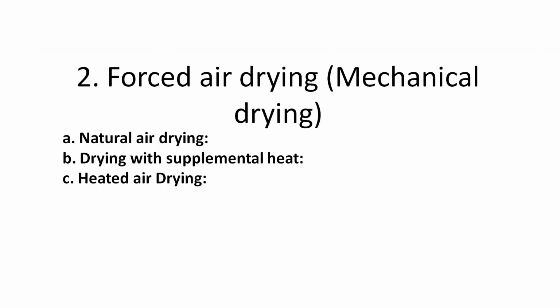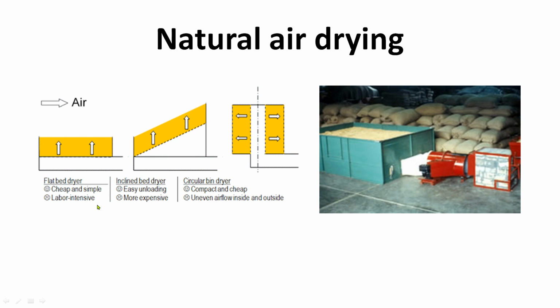Next one is forced air drying or the mechanical method of drying. In this we have three different subheads: natural air forced drying, drying with supplemental heat, and heated air drying. In the first type, a blower is used to infuse air into a chamber where the seed lot is present. In this process we use natural air, where the blower sucks air from the nearby environment and infuses it into the seed lot or chamber.